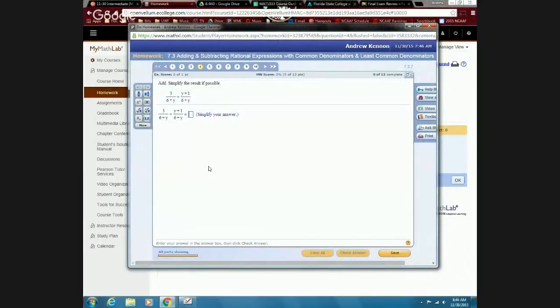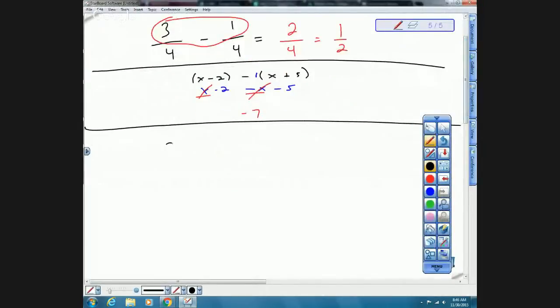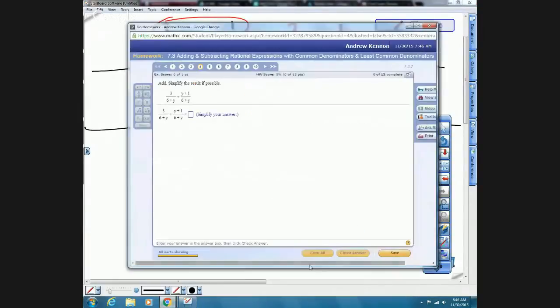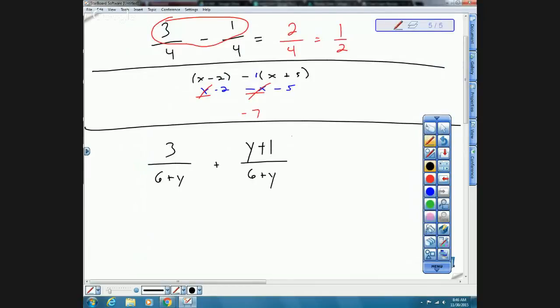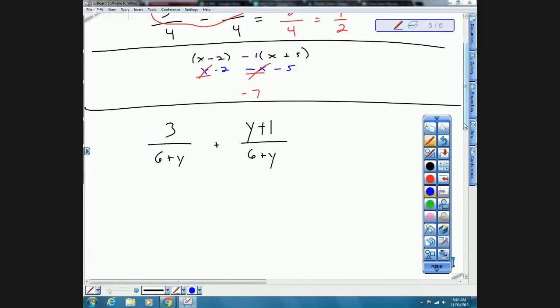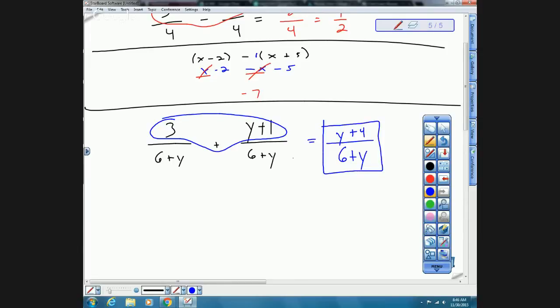All right, so like this one right here, what do we have? 3, 6 plus y. All right, so here my denominators are the same all the way across. So it just stays the same. I do not add them together. And then here I have 3 plus y plus 1. So you just add in the numerator. So 3 plus 1 would be 4. So it's just y plus 4. And again, you check to see if you can simplify at the end, but we can't on this one.